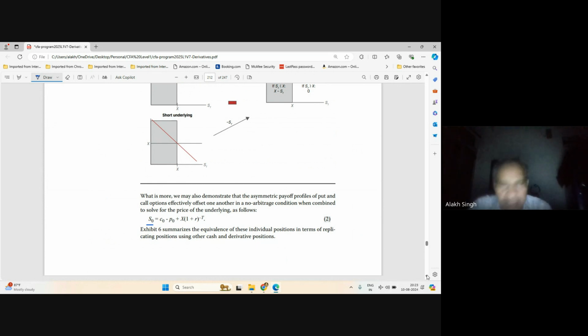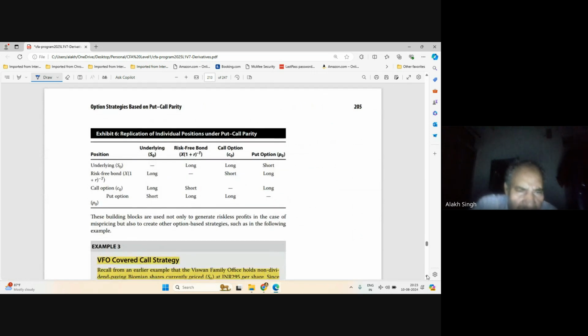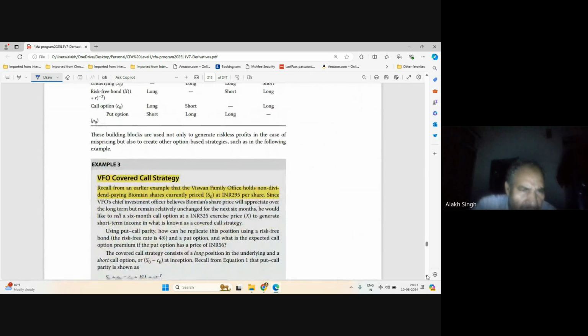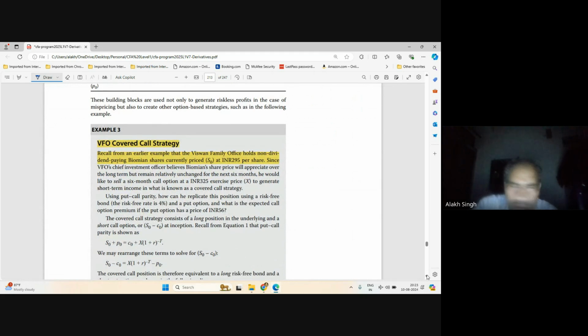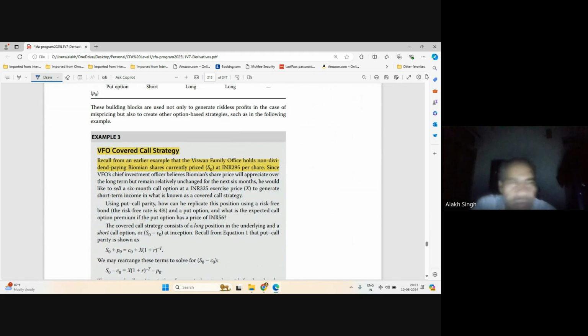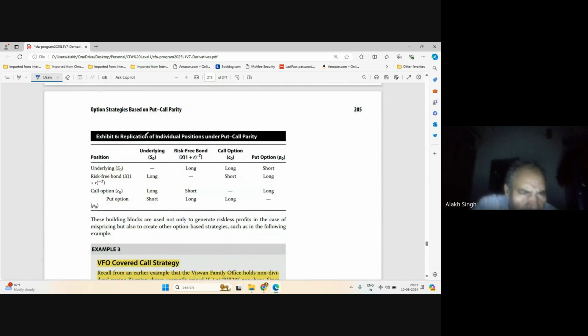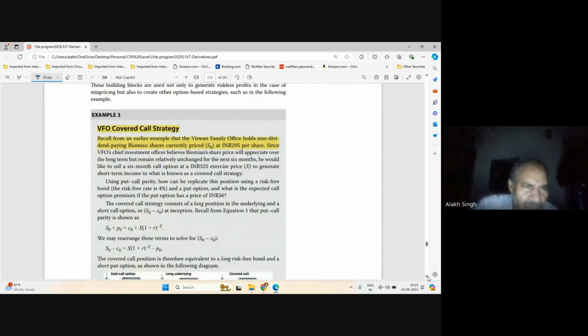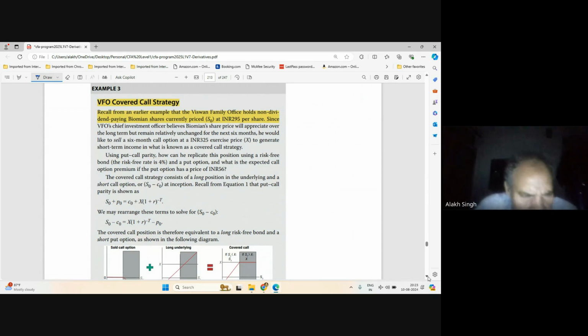So it is just rearranging those things, and in graph form. Now let's solve this question. Replication of individual position under put-call parity. Same rearranging. Okay, so your turn, Yogi. You read this question and we will solve it. What does it tell?